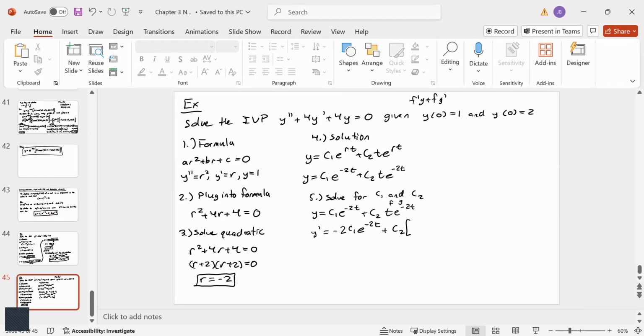So then we get e to the negative 2t. For the sake of completion, 1 times e to the negative 2t plus f times g prime. So then we get negative 2 e to the negative 2t like that. And there we go. Now we just plug in our numbers, y of 0 equals 1 and y prime of 0 equals 2. So y of 0 equals 1.